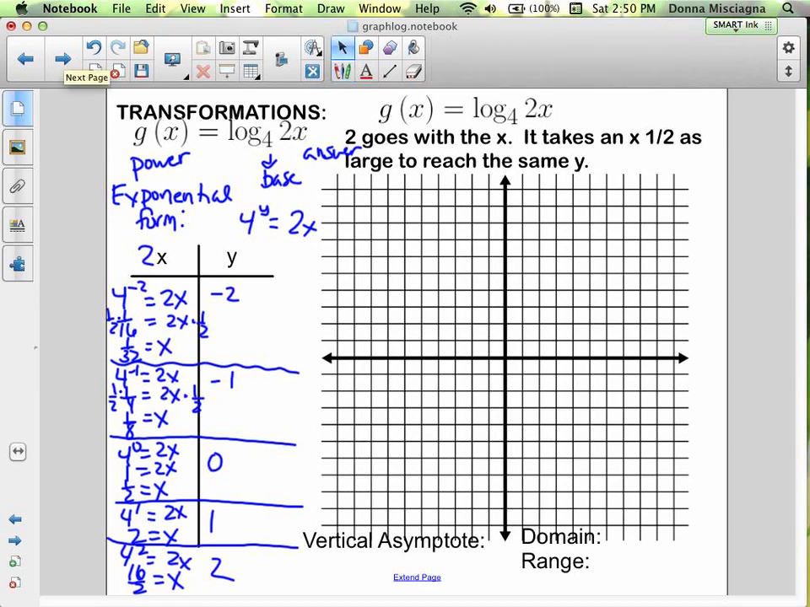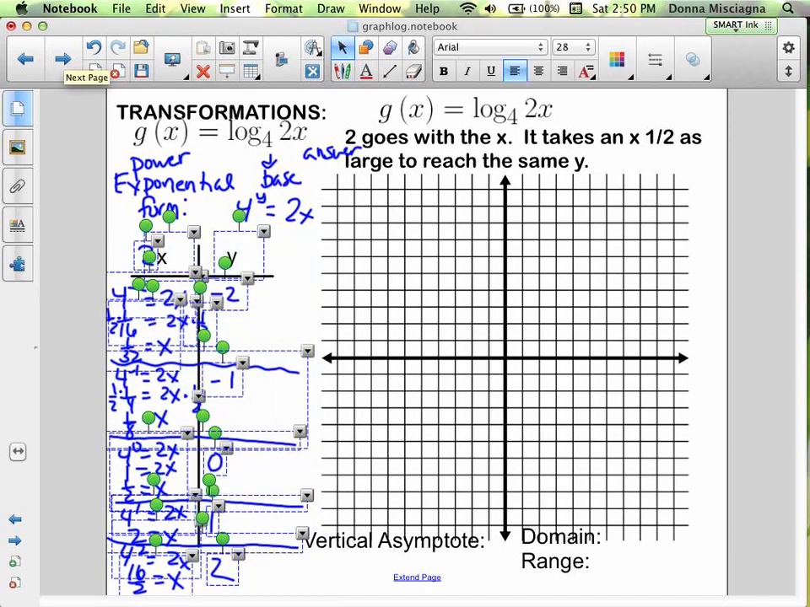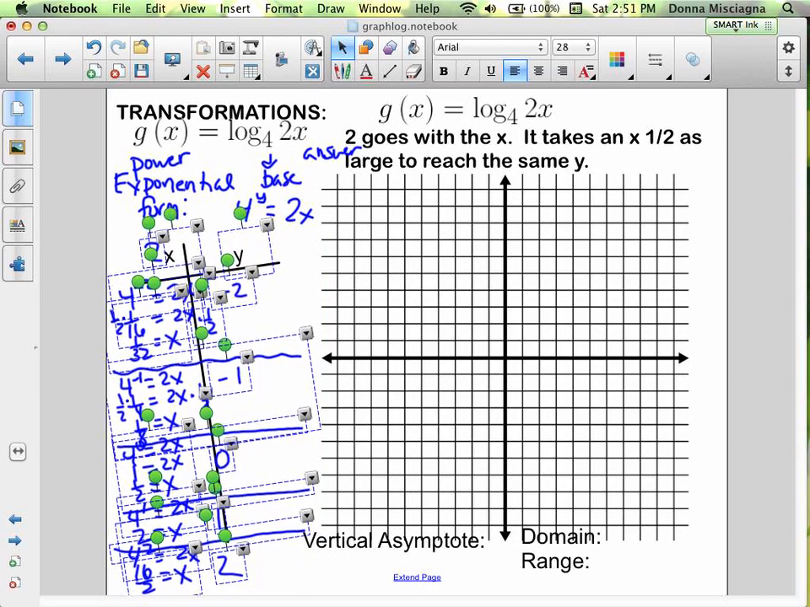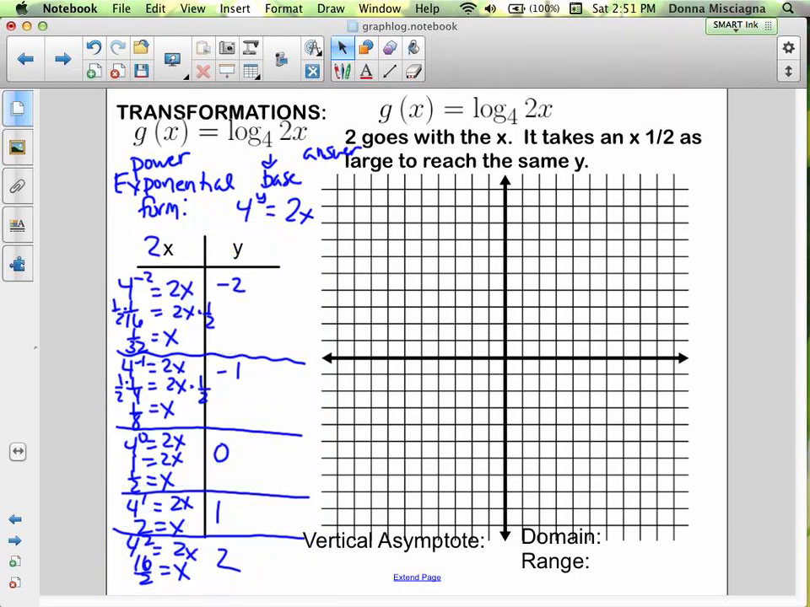Let's see if I can just move things up just a wee bit. There we go. No, not turn them around in a circle. Well, okay, there's that. Let's see if we can unrotate. There we go. Turning around in a circle was not my goal. 8 equals x. There we go.